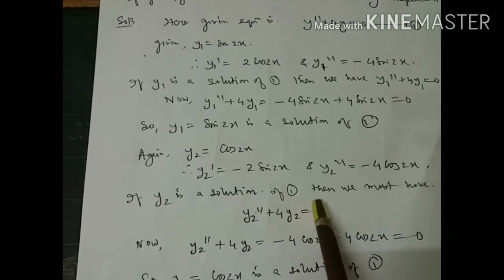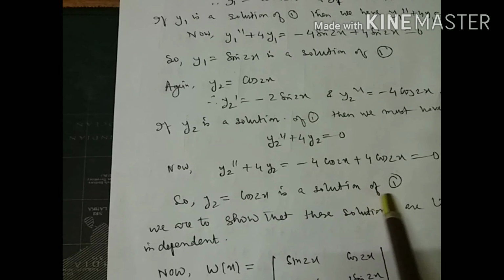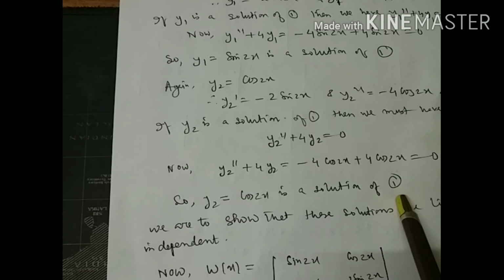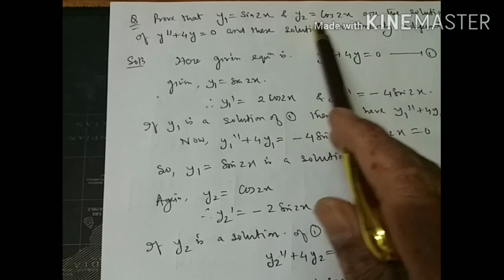If y2 is a solution, then we must have... you have done it. You already did this type of problem and solved four to five examples which were given in your homework. So this is 0, so y2 equal to cos 2x is a solution of 1. Now we have to prove that the given two functions, y1 equal to sin 2x and y2 equal to cos 2x, are linearly independent.